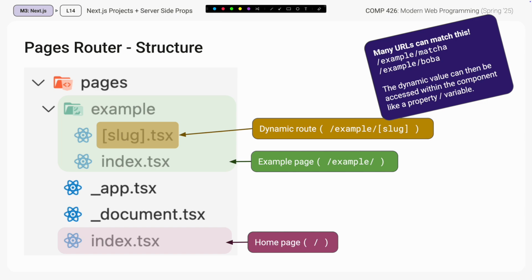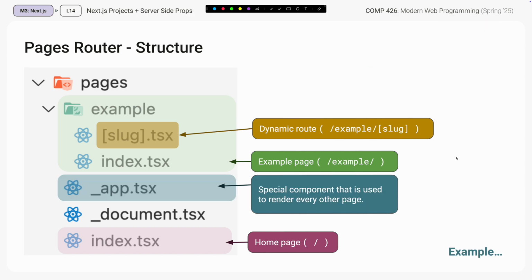And so again, here I have a note, like many URLs can match this. So for example, if I had example matcha, that would load this component. Example boba, that would load this component. And then we can utilize this text here, matcha and boba, within our component.